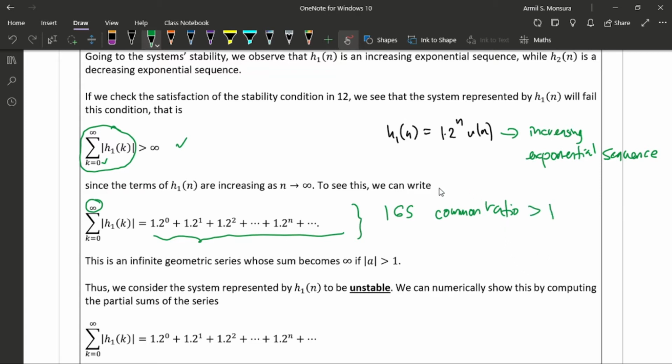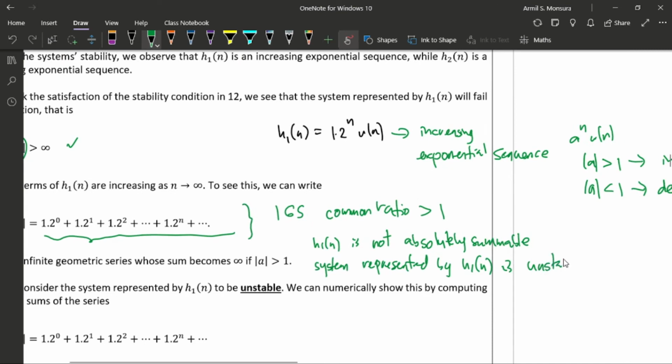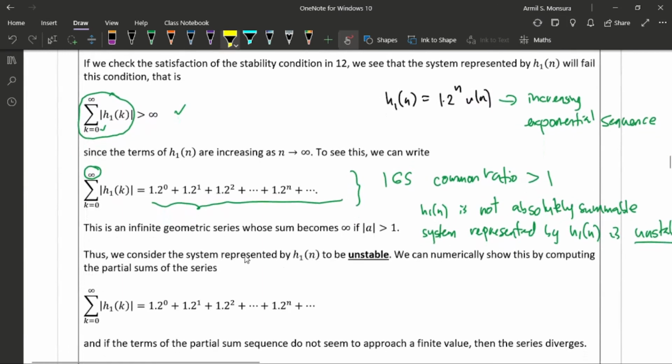So therefore, h1 is not absolutely summable. It is not absolutely summable. And therefore, this is our conclusion for h1: the system represented by h1 is considered to be unstable. So, yan yung conclusion natin. The system represented by h1 is unstable.